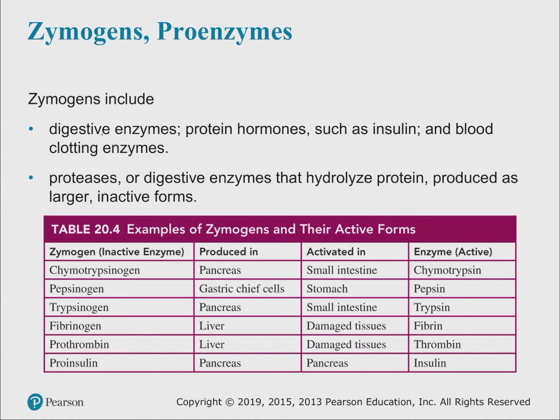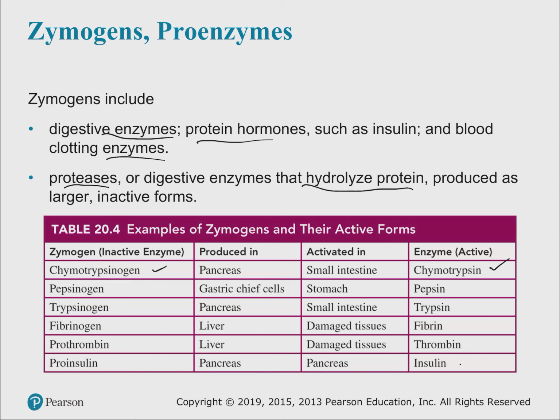Now, lots of zymogens are digestive enzymes, protein hormones, blood clotting enzymes. Let's see, proteases, or digestive enzymes that hydrolyze proteins, like chymotrypsinogen is the zymogen, and chymotrypsin is the active enzyme.